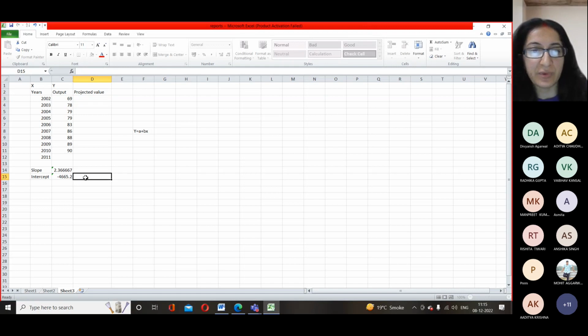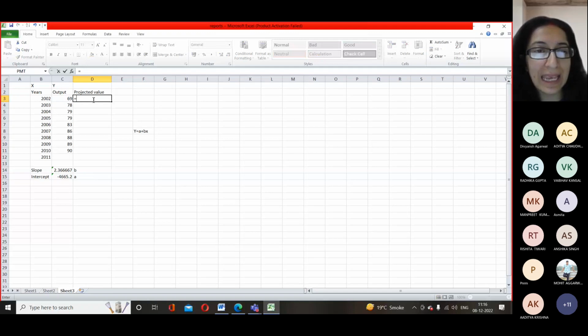Let me just tell you here first. This is intercept, and slope is b. So now if I have to apply this, I will do equal to a. That is, I have to give it absolute referencing. So I'll give it absolute referencing like this, adding the dollar sign. Is that okay or not? Tell me, is it clear or not?